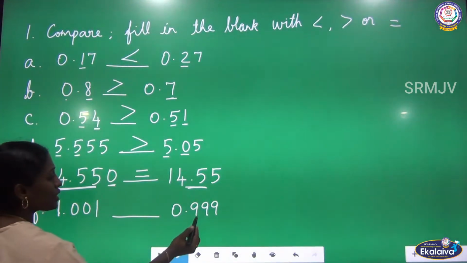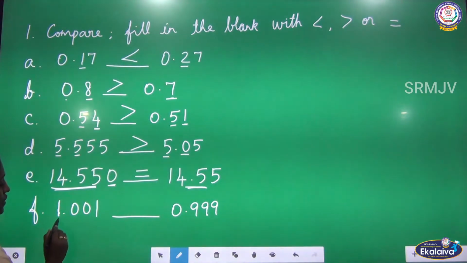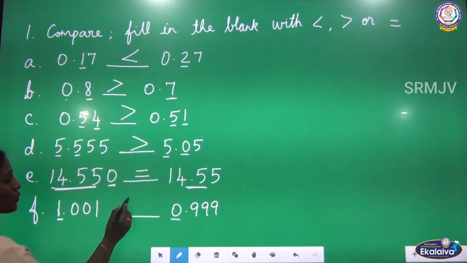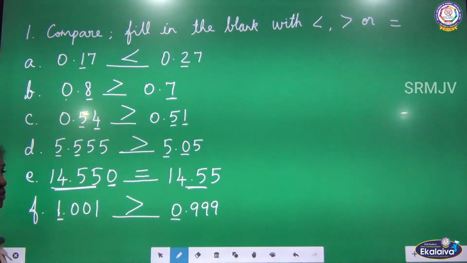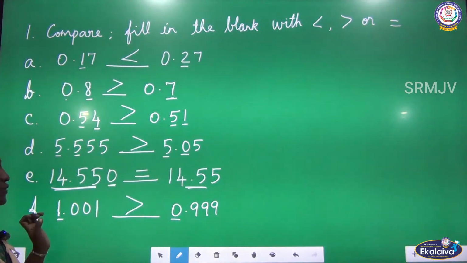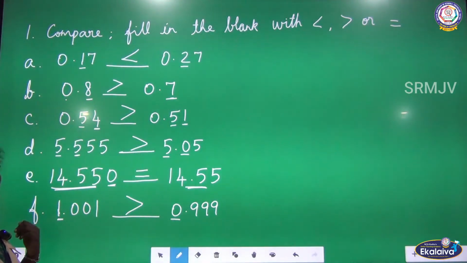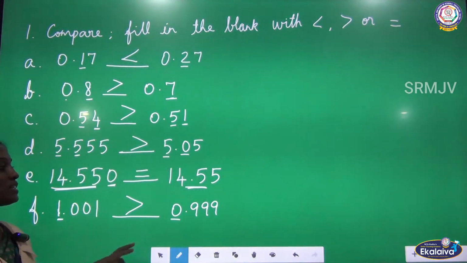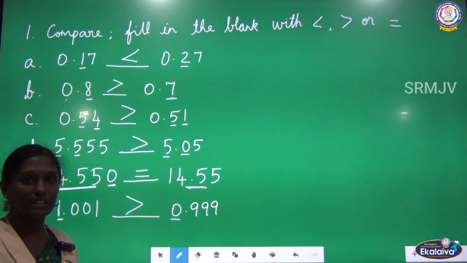1.001, 0.999. First we have to check the whole number part. Here 1, 0. So we can say that 1.001 is the greater decimal. While comparing the decimal numbers, first we have to check the whole number part. If the whole number parts are same, then we have to check the first decimal place, second decimal place, like that. Is it clear?